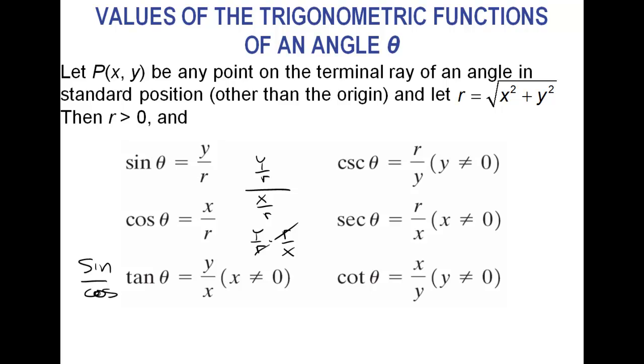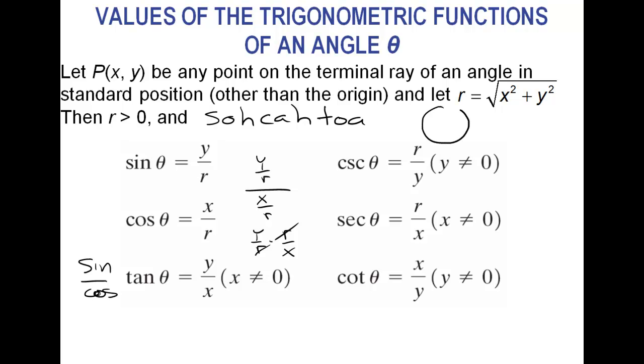You maybe remember SOHCAHTOA. SOHCAHTOA stands for sine equals opposite over hypotenuse, cosine equals adjacent over hypotenuse, and tangent equals opposite over adjacent.